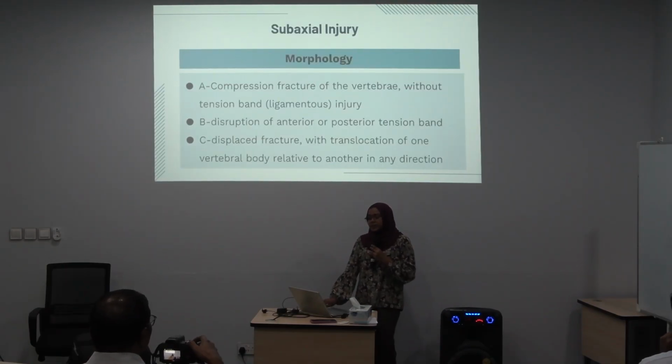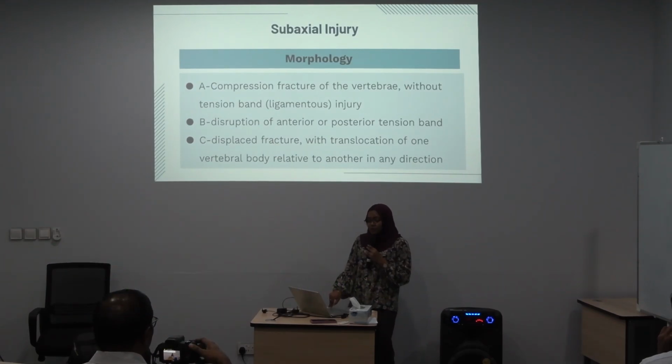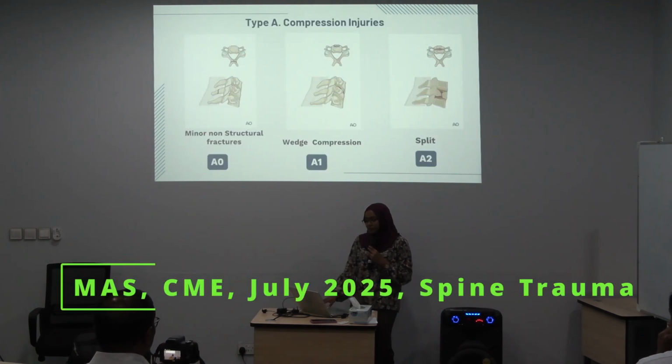Second part, subaxial injury. Here subaxial injuries are classified based on morphology, in which type A is when we see compression fracture where there is only involvement of bones. Once there is involvement of the anterior and posterior tension band, then it is type B injuries. Once there is a displacement, then it is considered type C injuries.